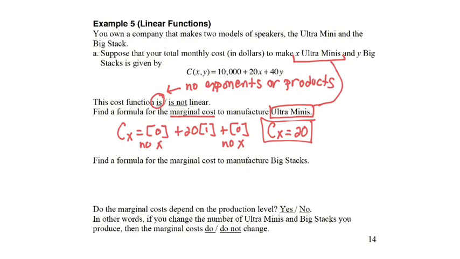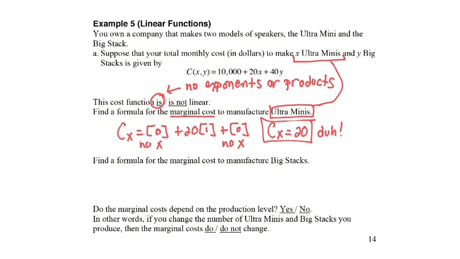And if you think about it, you should be saying no duh to yourself. It's linear. So marginal is always the slope. Well, this doesn't feel like a slope, but it kind of is. So it's just the coefficient. If it's linear, then for every extra mini speaker you make, or however you want to word it, your cost goes up by $20 for every extra one you make.